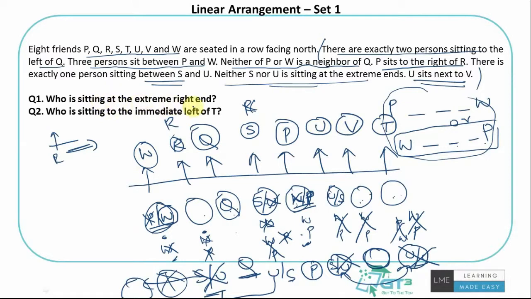So who is sitting at the extreme right end? T. Who is sitting to the immediate left of T? It's V. You know, all these questions are super easy to answer once you get the arrangement clear. And once you know where W, R, Q, S, P, U, V, T are seated, all the questions would be asking, like who is sitting second from the right side of P, which is very easy to answer once you are very clear with the arrangement.